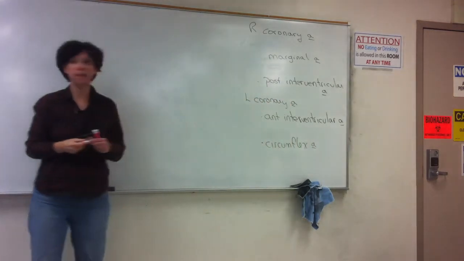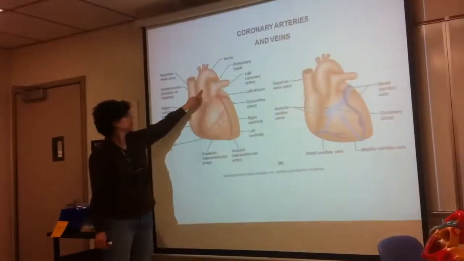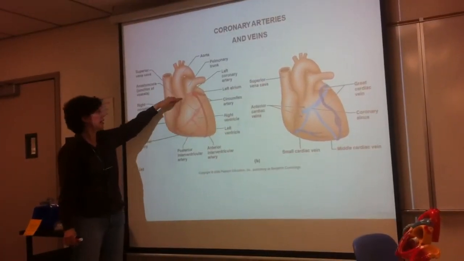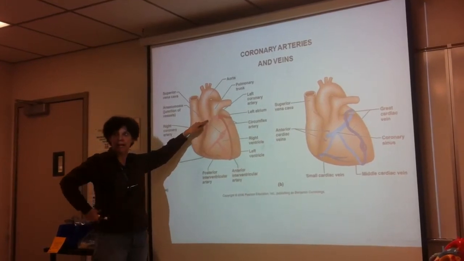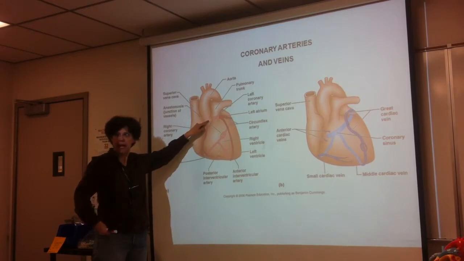Okay, so follow along with me on your models. I'm going to show you the smaller picture, and then we'll go back and look at a larger picture. So here's the aorta, kind of covered up by the pulmonary trunk, so we're seeing through it here. Here's the right coronary artery. It's going to go around the right side of the heart like a belt around the waist, between the atrium and the ventricle.